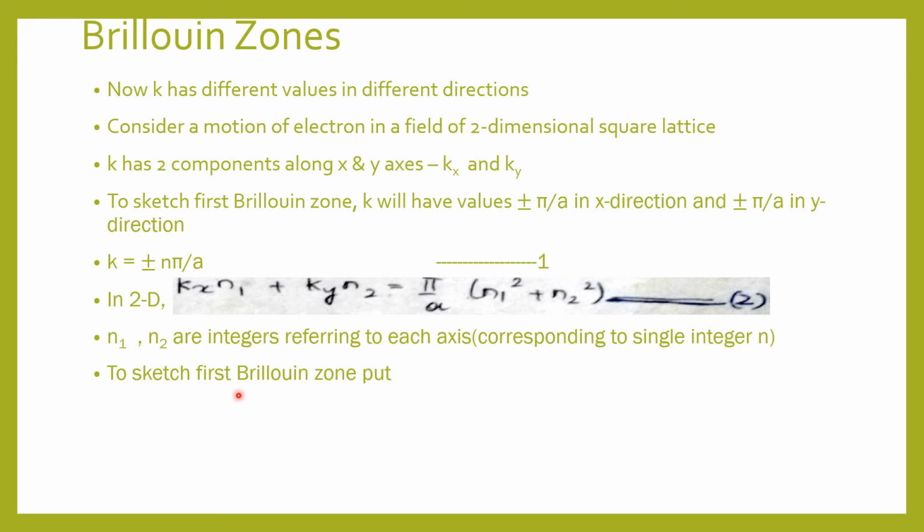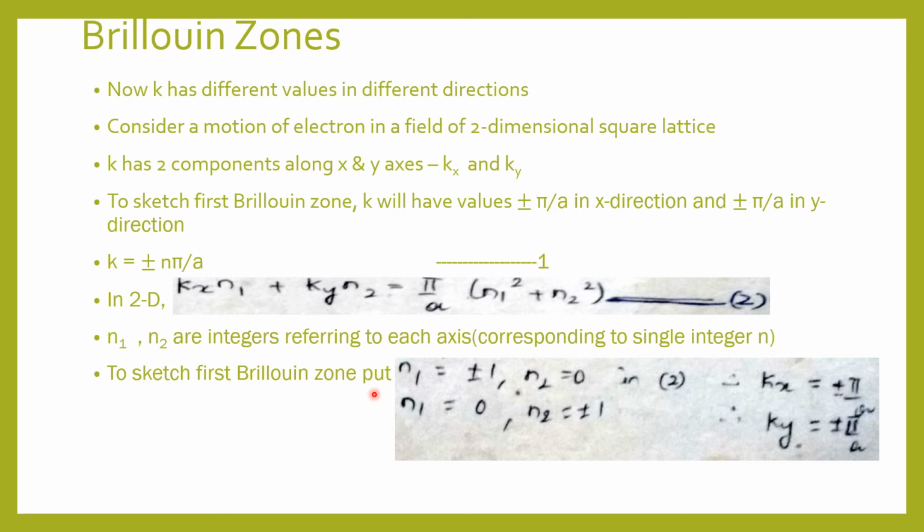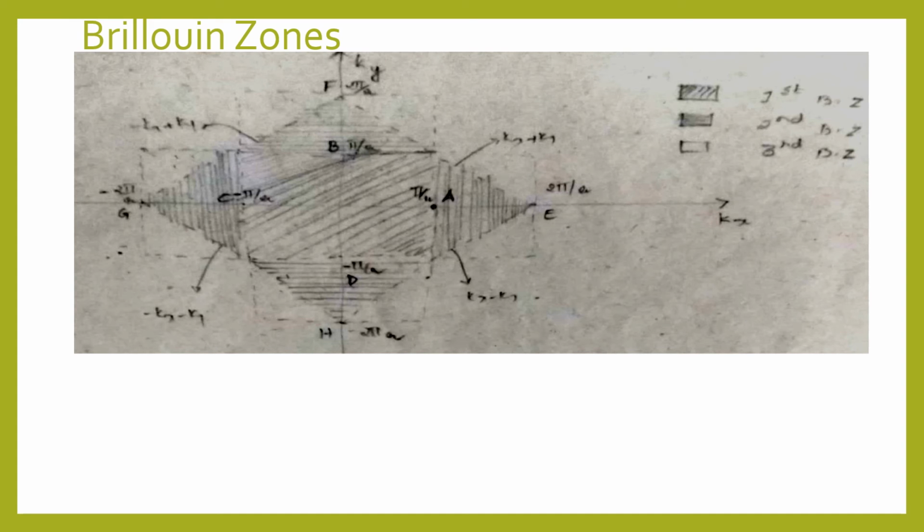So to sketch the first Brillouin zone, we have to put n1 equal to plus or minus 1, n2 equal to 0 in equation number 2. So you get kx equal to plus or minus pi by a, and then n1 equal to 0 and n2 equal to plus or minus 1, so that ky is equal to plus or minus pi by a. Using this we can sketch. You can see the first Brillouin zone is this box shaded in slanting lines.